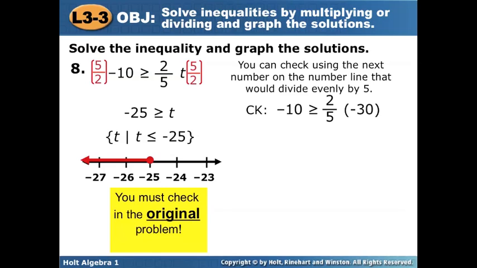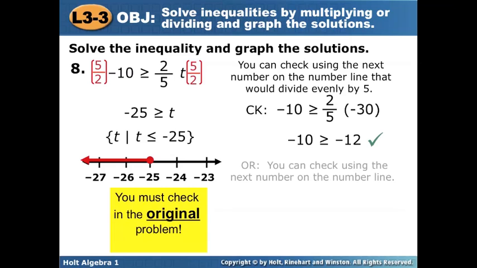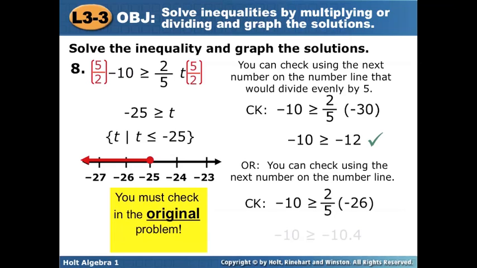In the shaded region, negative 30 would be a value that is less than or equal to negative 25. It's divisible by 5, so it makes it easy to check without a calculator. Or you can just use the next number. Negative 26 will check out, but you'll need to use a calculator in order to work it out.